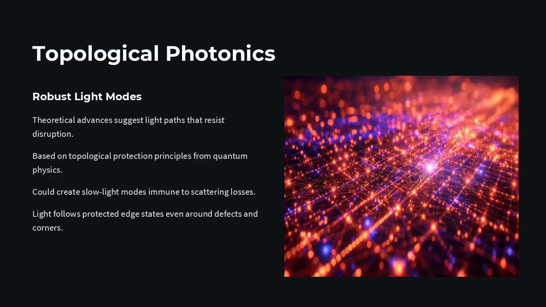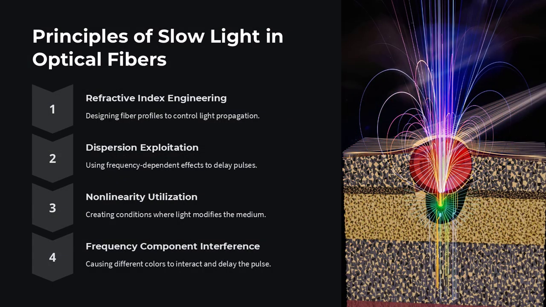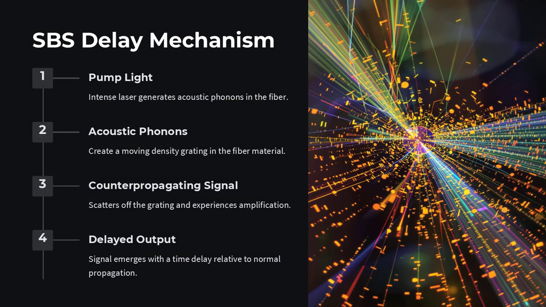Enhanced nonlinear interactions. Slower light interacts with matter more strongly, making it easier to achieve nonlinear effects like frequency conversion or photon interactions, even at low intensities. Sensors and gyroscopes. The enhanced interaction time between light and matter increases the sensitivity of certain interferometric sensors, including those used in navigation and geophysics.